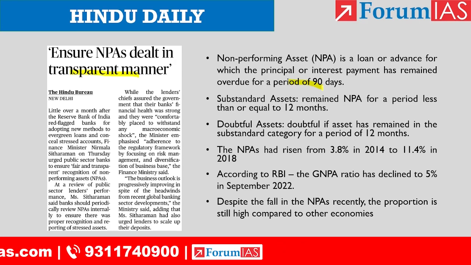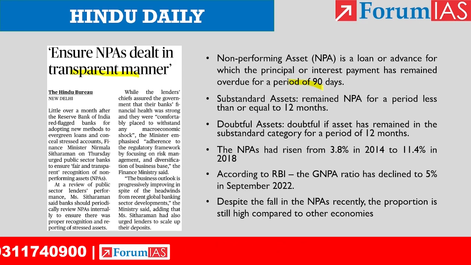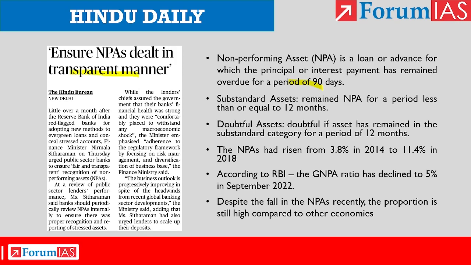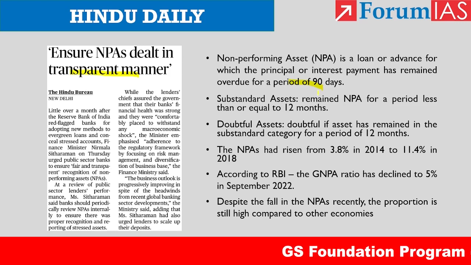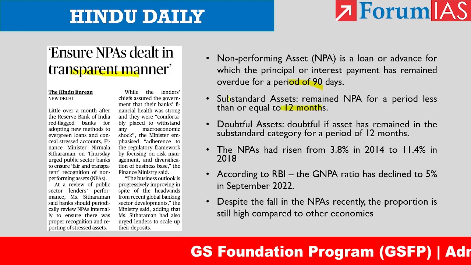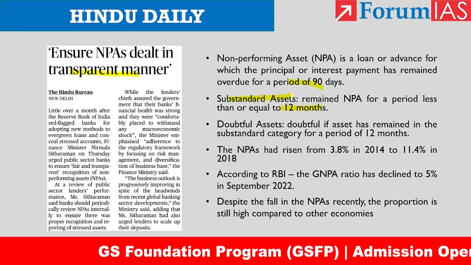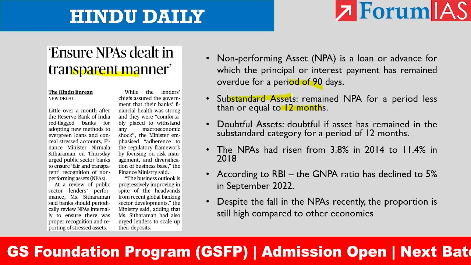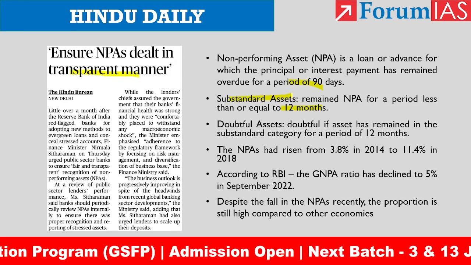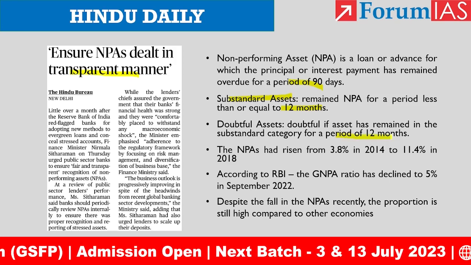They are substandard NPAs, doubtful assets, and loss assets. If we take the substandard assets, which have remained NPA for a period less than or equal to 12 months, they constitute substandard assets. Then an asset would be classified as doubtful if it has remained in the substandard category for a period of 12 months.